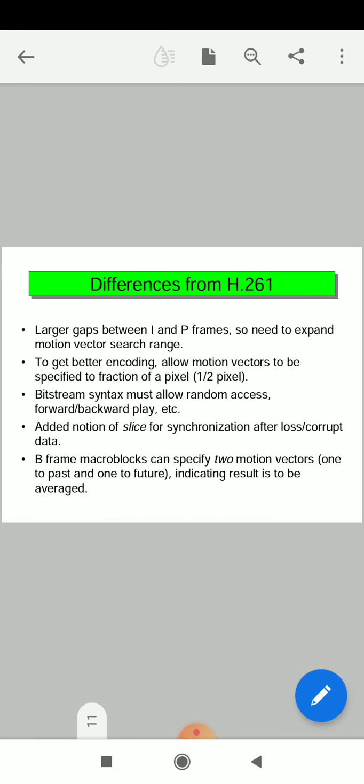The next standard is H.261. The major difference from MPEG-1 is larger gaps between I and P frames. So it needs to expand the motion vector search range for better encoding, and motion vectors are to be specified to a fraction of a pixel. It also adds slices for resynchronization after loss of correct data.